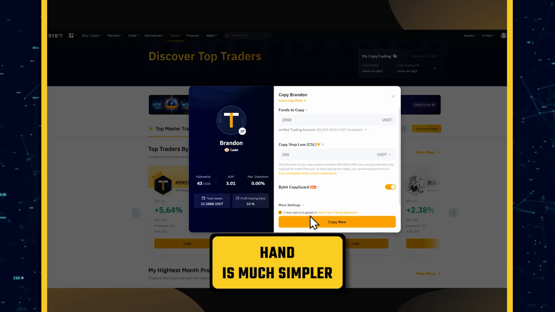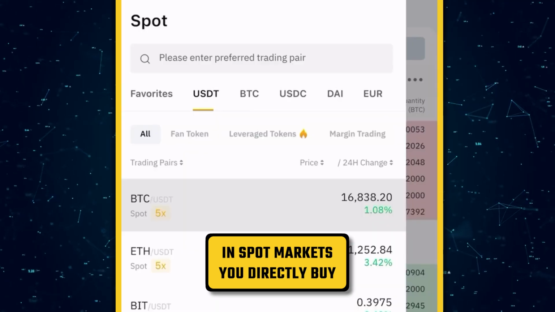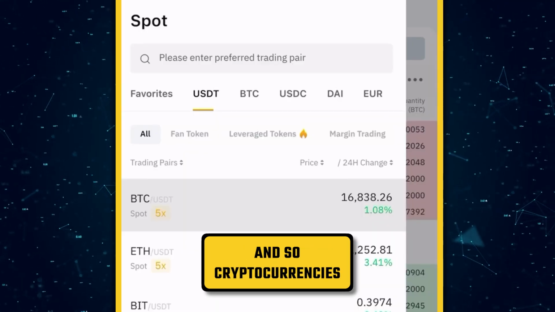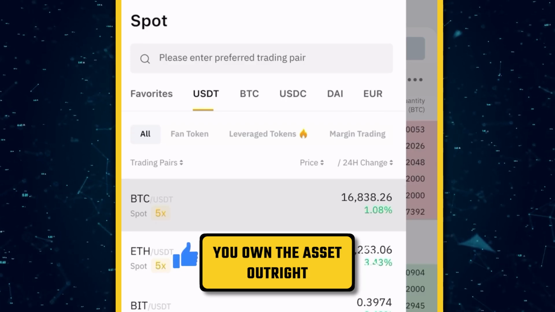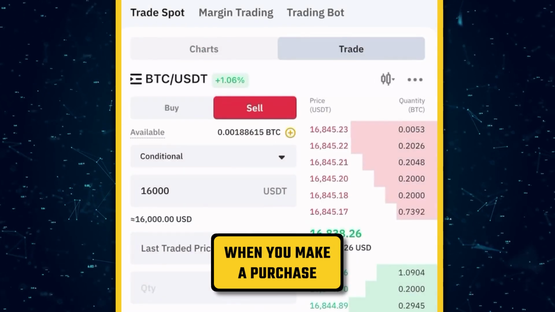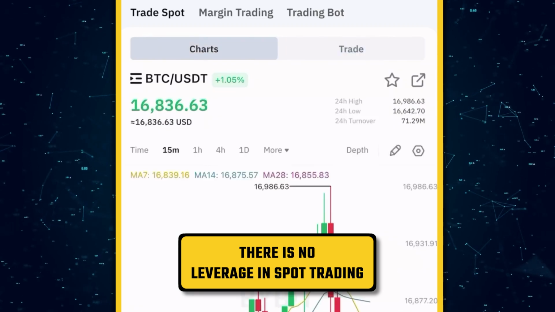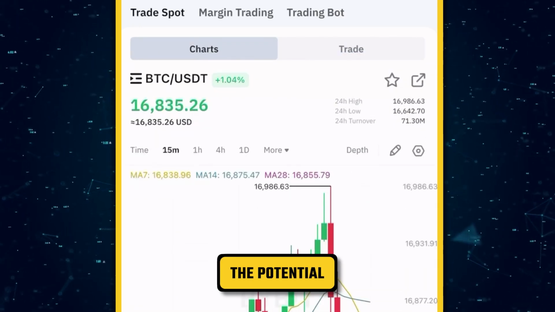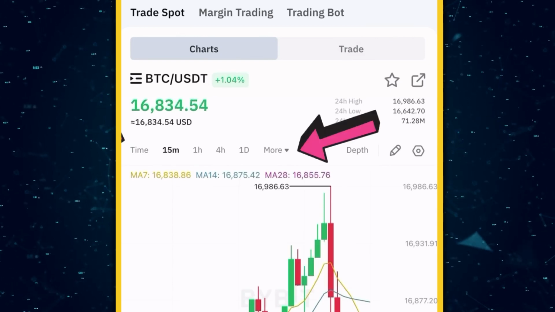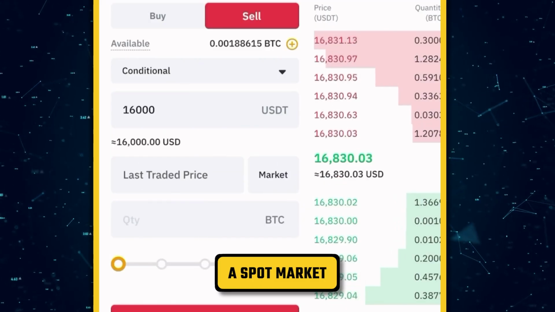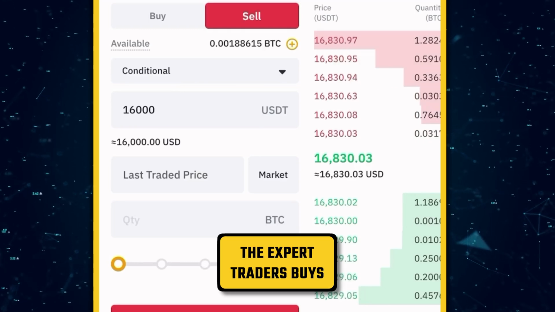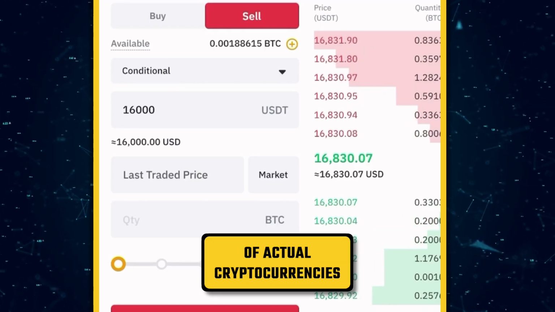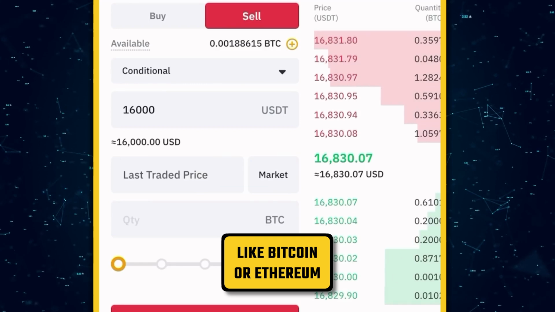Spot trading, on the other hand, is much simpler. In spot markets, you directly buy and sell cryptocurrencies. You own the asset outright when you make a purchase. Unlike derivatives, there is no leverage in spot trading, which makes it less risky, but also means the potential returns are typically lower. When you engage in copy trading in the spot market, you are mirroring the expert traders' buys and sells of actual cryptocurrencies like Bitcoin or Ethereum.